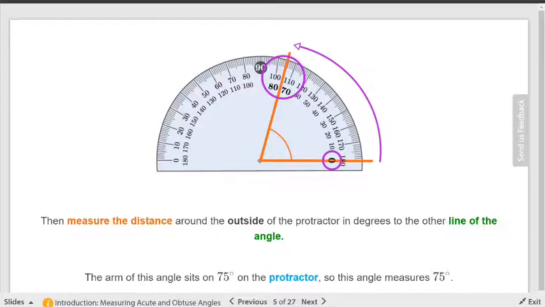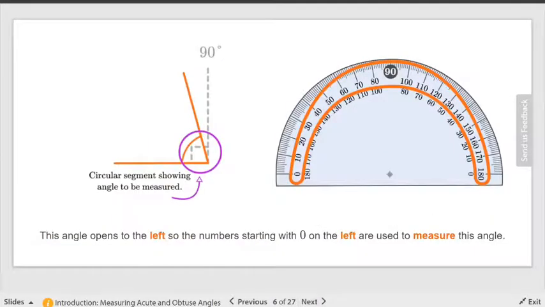Our angle here actually goes to about 75 degrees. So make sure you're careful about which one you're using. You have both numbers, the large numbers and the small numbers. Okay? This one's going the other direction, so you write it in and read it the other way. Right? They have these numbers circled for you so you know which set of numbers to use.